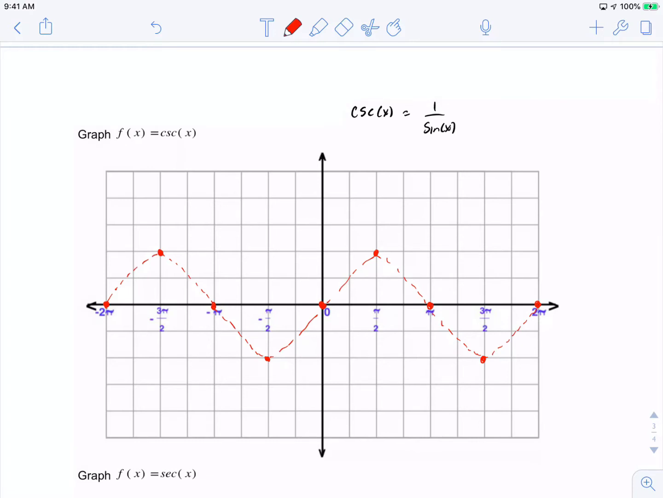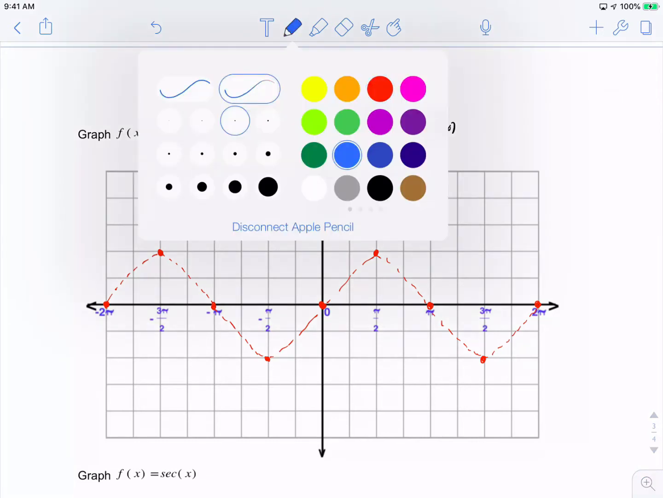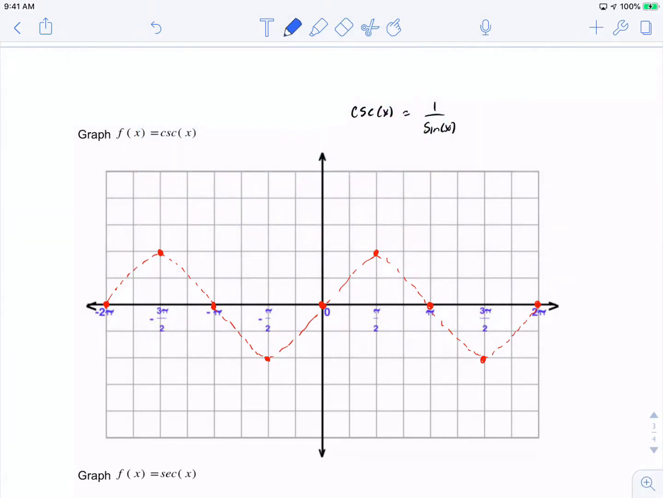Now, for cosecant then, since it's 1 over sine, everywhere we see that sine is 0, we're going to have vertical asymptotes. So this is a vertical asymptote here. This one will be 1 at pi, so we just had that one at 2 pi. We can see it's going to be a vertical asymptote at 0, and again at negative pi.